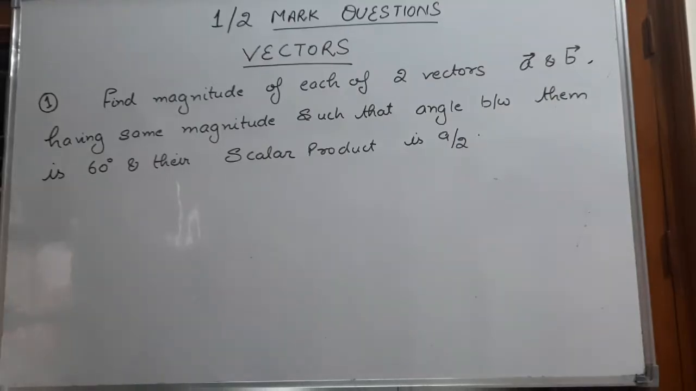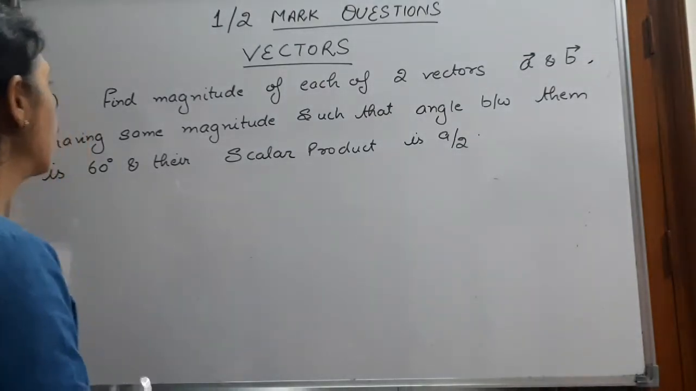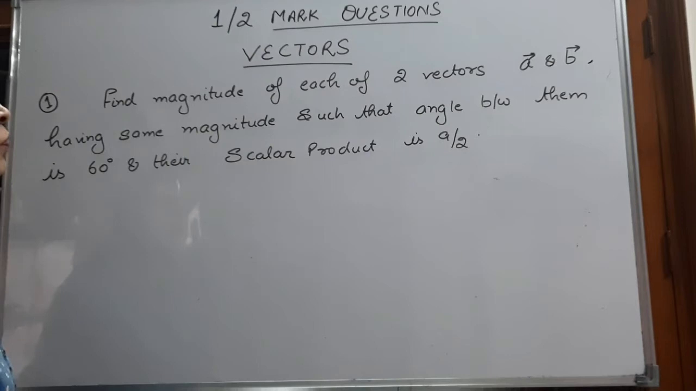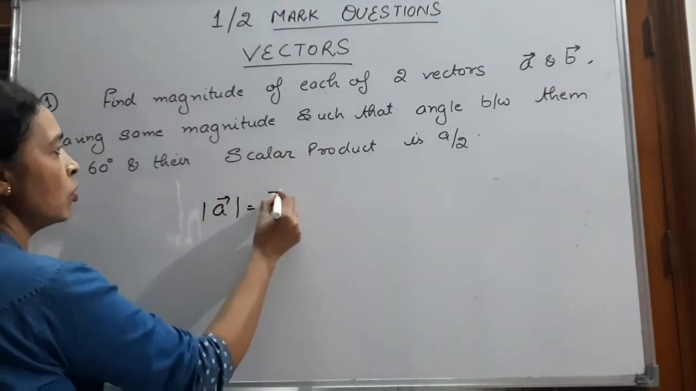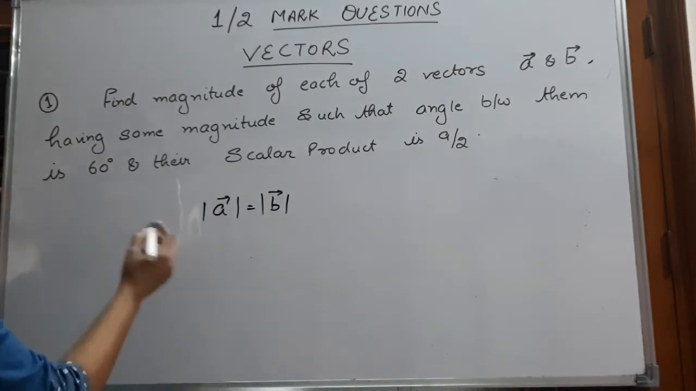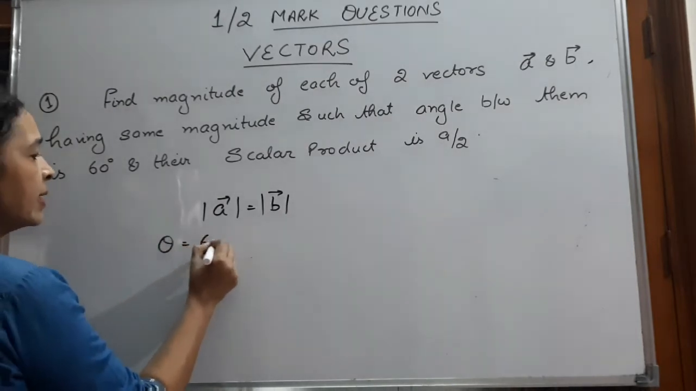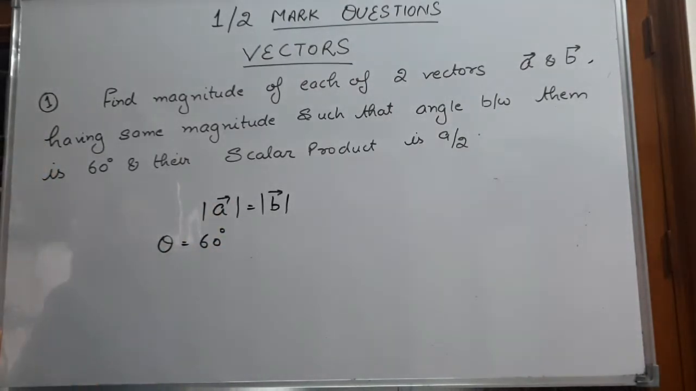Hello students, let's do some questions from the previous year's papers from the chapter vectors. Find the magnitude of each of two vectors A and B. We have two vectors A and B having the same magnitude, such that the angle between them, let the angle between them be theta, is 60 degrees.